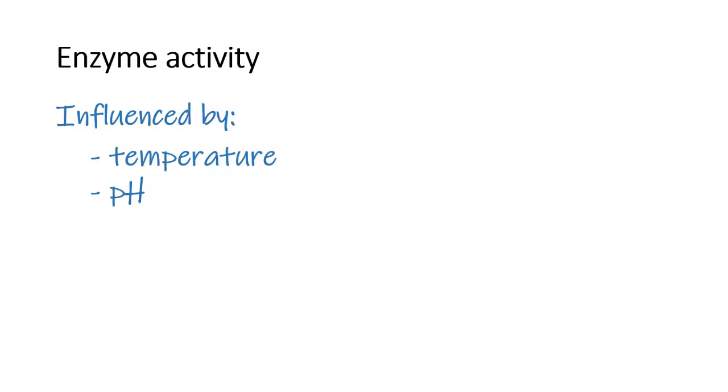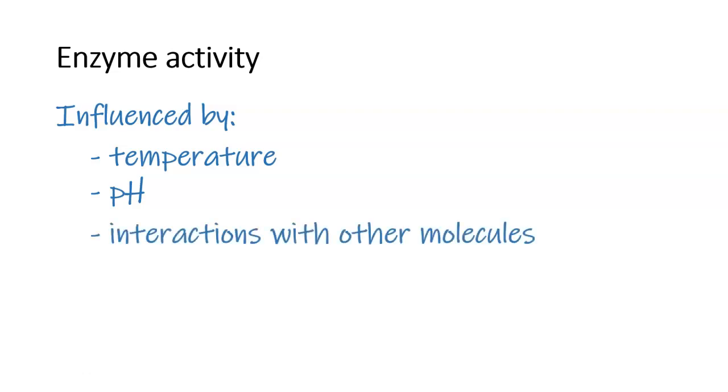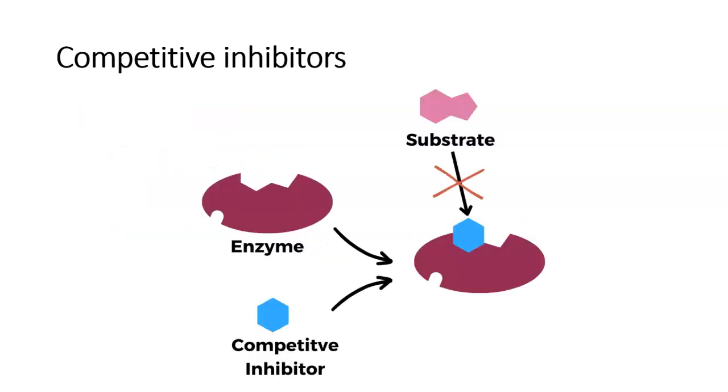In addition to the environment, there is a fair amount of interaction with other molecules. So other molecules can influence enzyme activity. These molecules can bind to enzymes and affect their shape, for example. One type of molecule that can interact with an enzyme is called a competitive inhibitor. Competitive inhibitors are molecules that bind to the active site of an enzyme and block the ability of a substrate to bind.